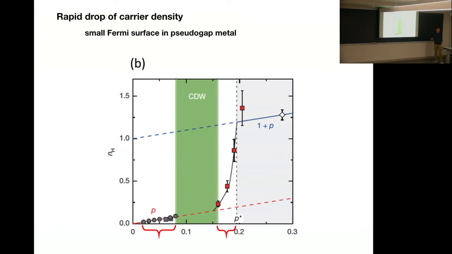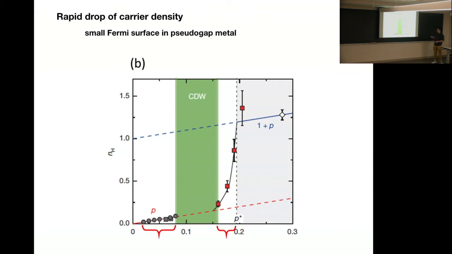The number of holes is 1 plus p, but it seems only the p number of electrons can move. The other one electron per cell is still gapped, and doesn't contribute to transport. Is below p star already the pseudogap? Yeah, we believe this is the gap. Below p star? Yes, below p star.